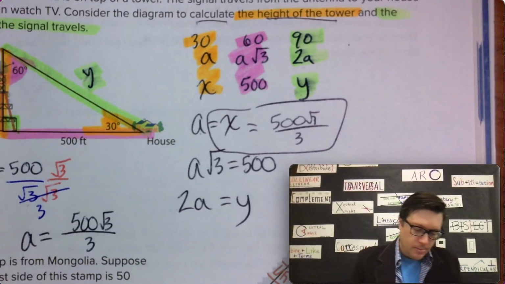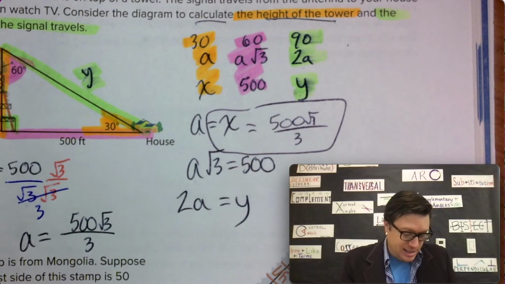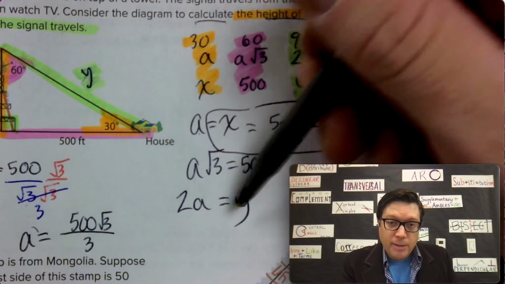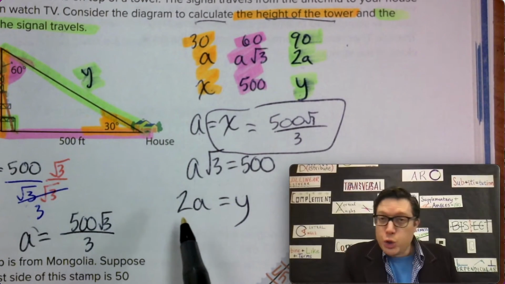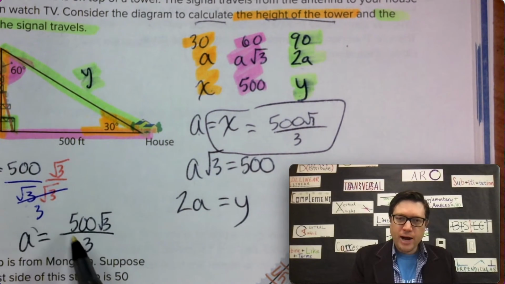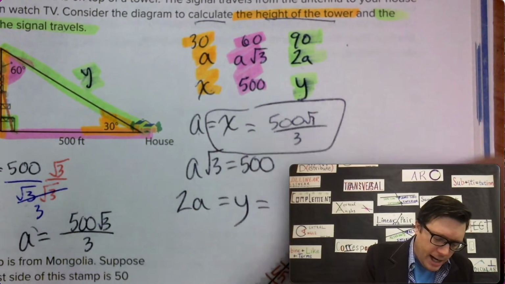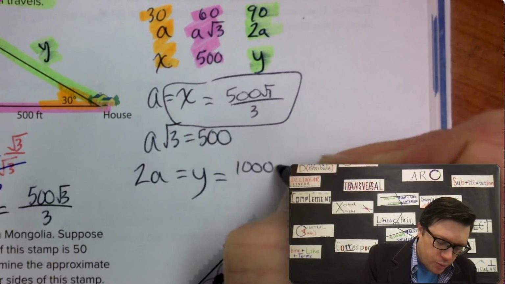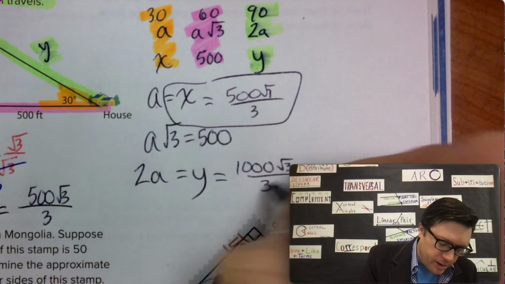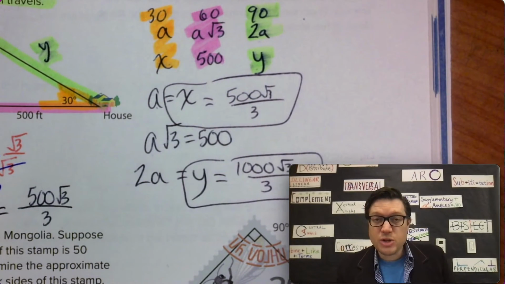Box it. And since a is this fraction, and in the bottom equation here you have a 2a, we're just going to double the fraction. 2 times 500, 1,000. Y is 1,000 root 3 over 3. And we've solved it.